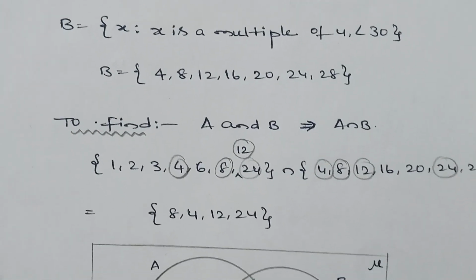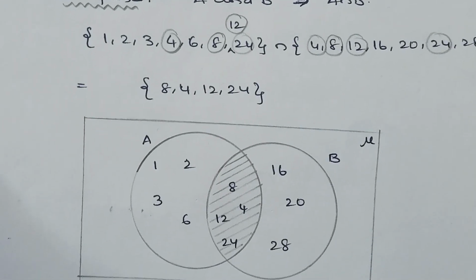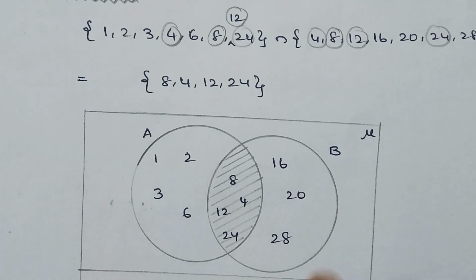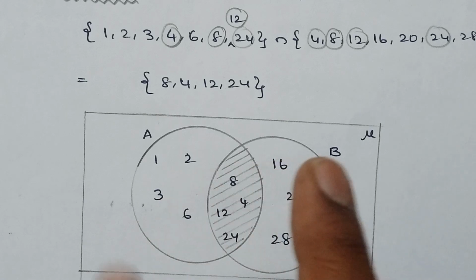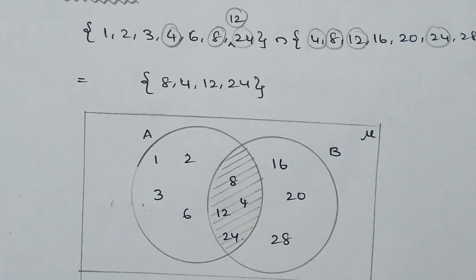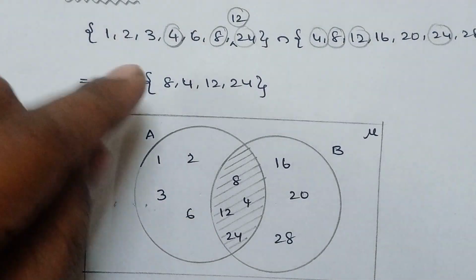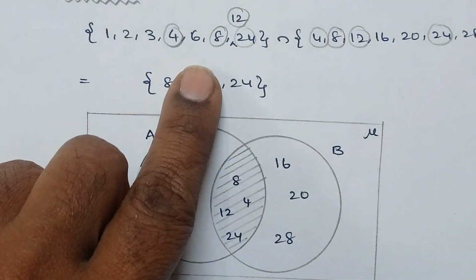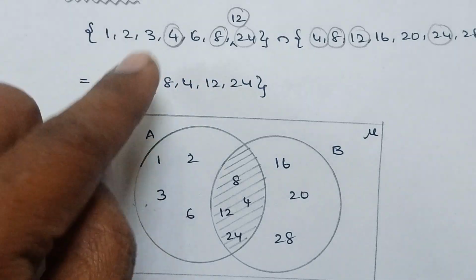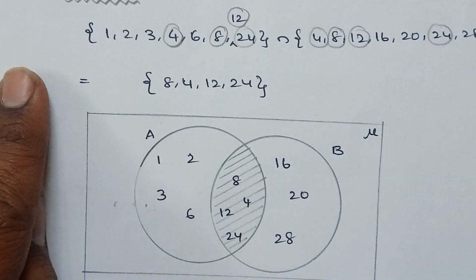Okay, now according to the Venn diagram, students, take down two circles, that is two sets. We are talking about two sets, right? Now, what are the elements repeated in both the sets? That one you mention in the middle portion: 4, 8, 12, 24. See, these common elements are present in both the sets, in set A and set B.